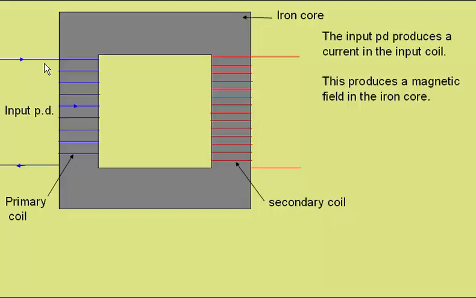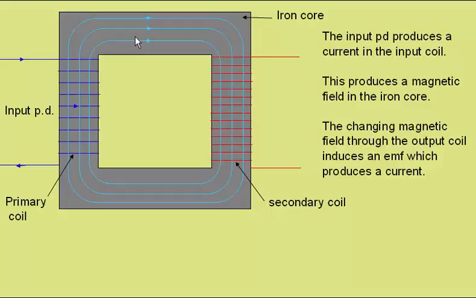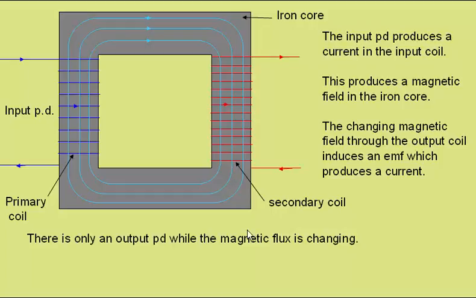This will produce a magnetic field, and the magnetic field will be magnified by the iron core. The changing magnetic field passing through the output coil will induce an EMF in the output coil, which will then produce a current. There's only an output potential difference while the magnetic flux through the secondary coil is changing.